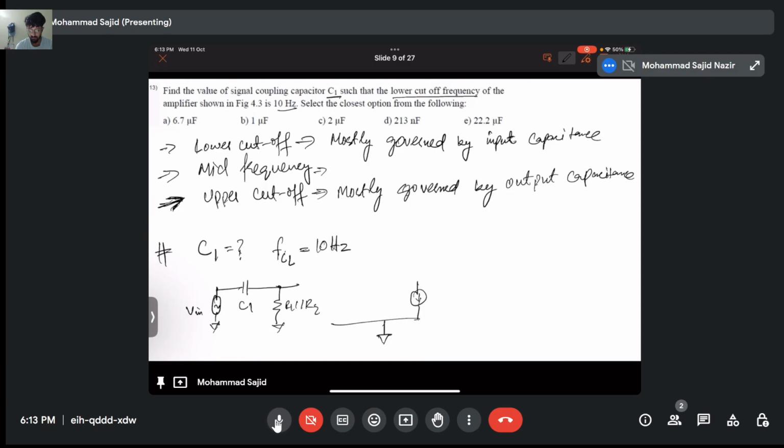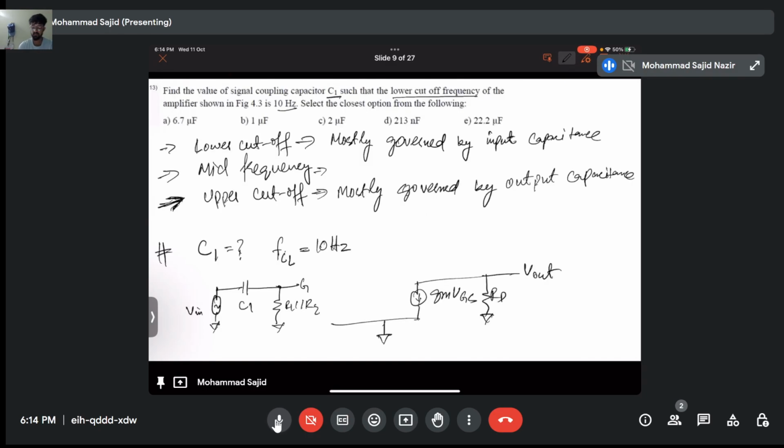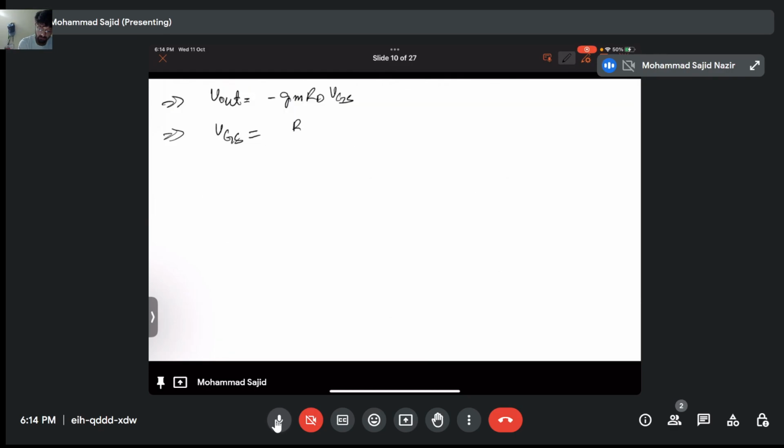And this will be G, so this will be VGS, and this will be R2. So this is V out. V out, very simple. V out will be minus gm RD VGS, right? But now what is this VGS? You have capacitors and resistors. So this will be R1 parallel R2 multiplied by XC1 divided by R1 parallel R2 plus XC1. Now a capacitance comes into the picture, right?